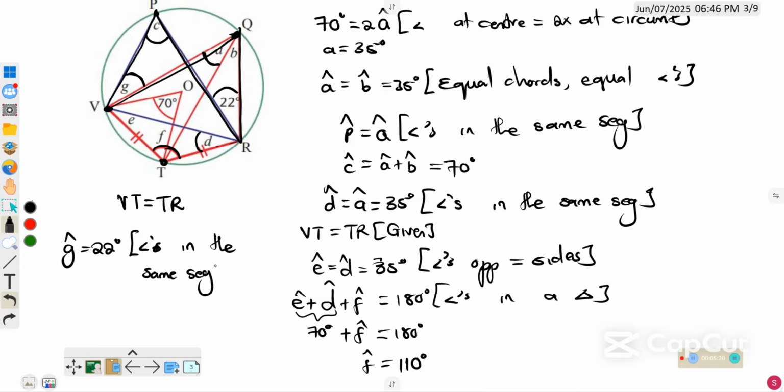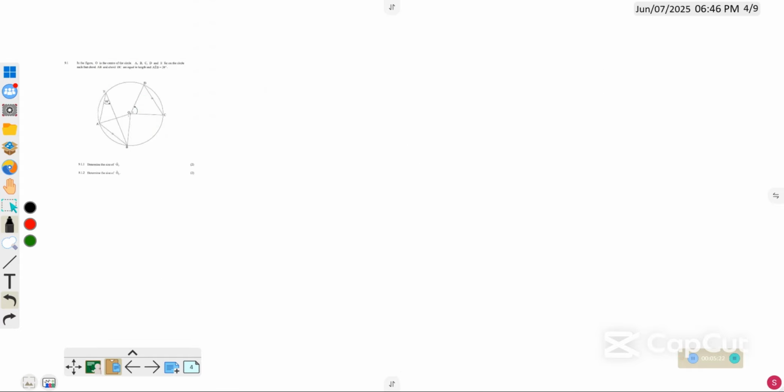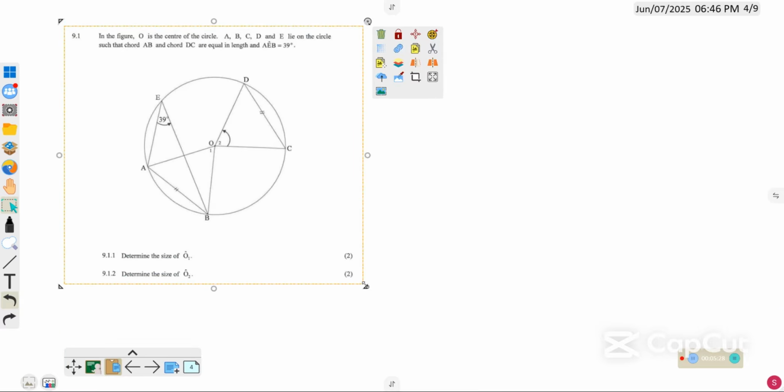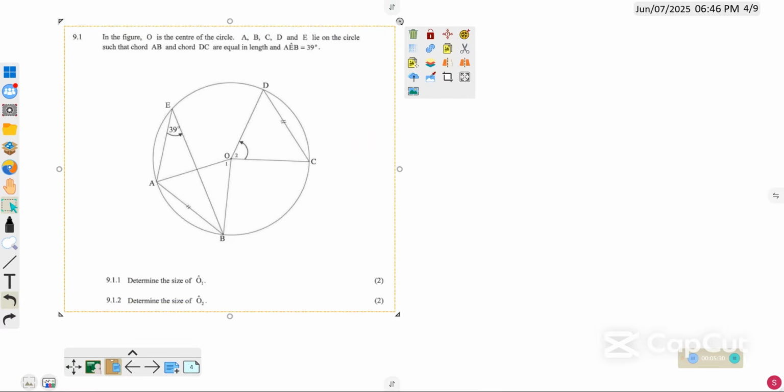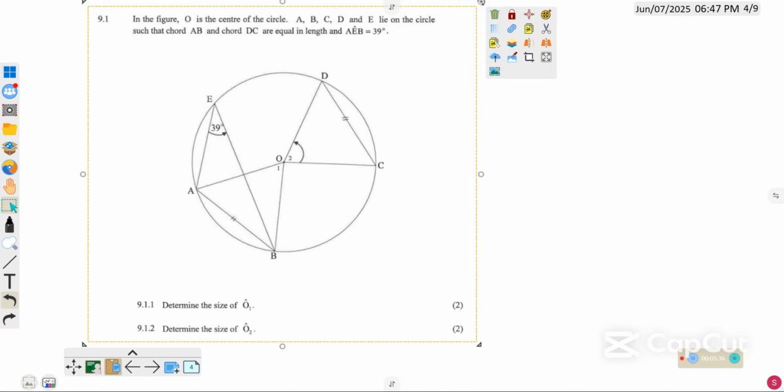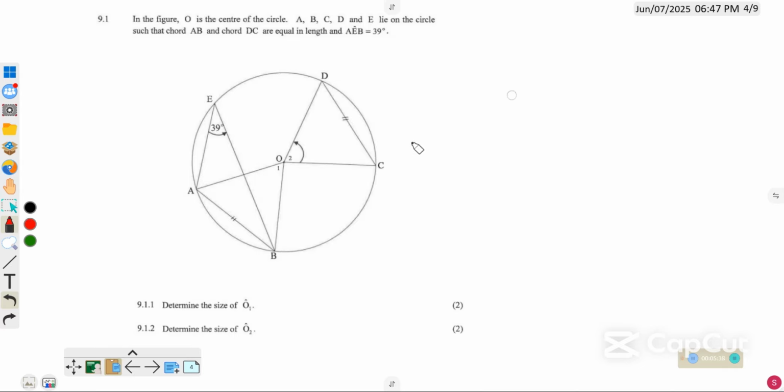Okay, furthermore, let's look into this exam problem right here. In the figure, O is the center of the circle. A, B, C, D, and E lie on the circle such that chords AB and DC are equal in length. So we have equal chords. Remember, we said if the chords are equal, they subtend equal angles at the center and also at the circumference. Right, angle AEB is 39 degrees.